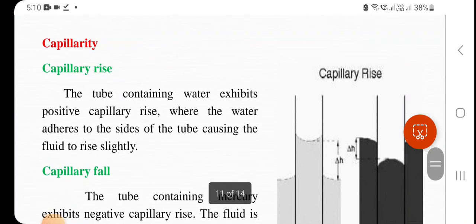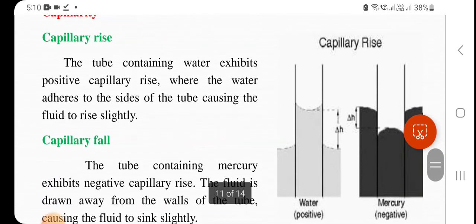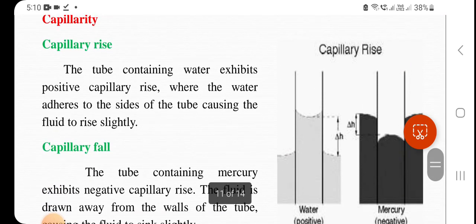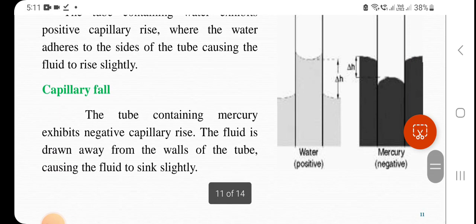And the effect of surface tension is capillarity, rise and fall. If you take a beaker and insert a tube which is open on both sides, the tube containing water exhibits positive capillary rise, where the water adheres to the sides of the tube, causing the fluid to rise slightly. The capillary fall: the tube containing mercury exhibits negative capillary rise. The fluid is drawn away from the walls of the tube, causing the fluid to sink.